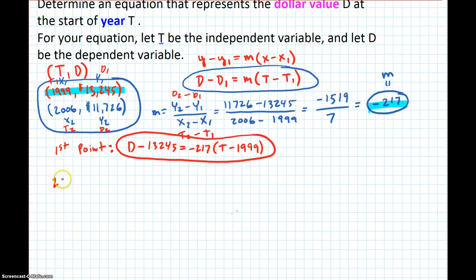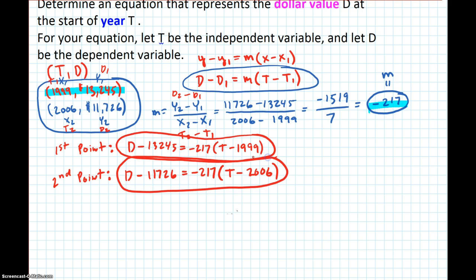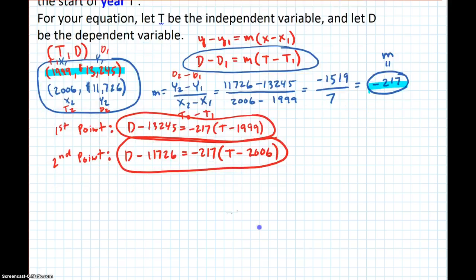Let's take a look at the second point. For the second point, you're going to use D minus D2, which is 11,726, equals m, which is negative 217, times T minus T2, which is 2006. That would be point slope form for the second point. Okay, so we've answered that question.